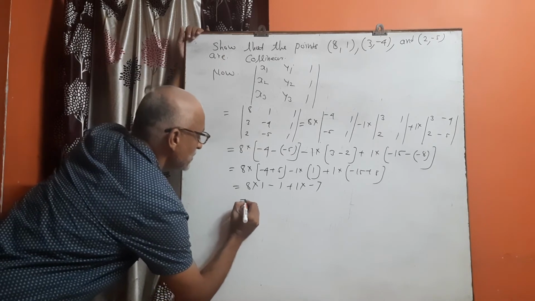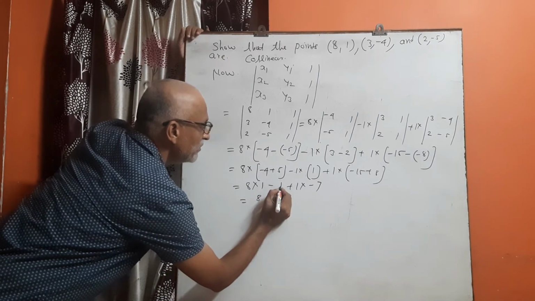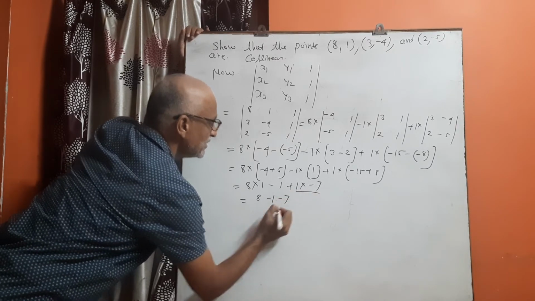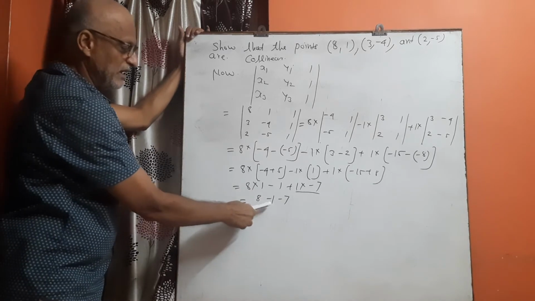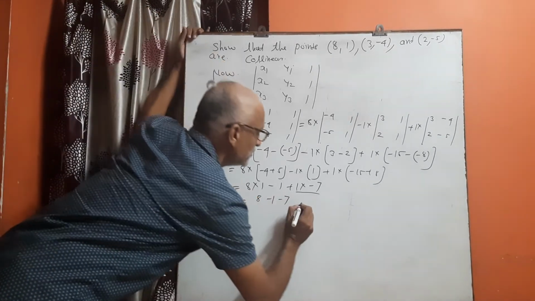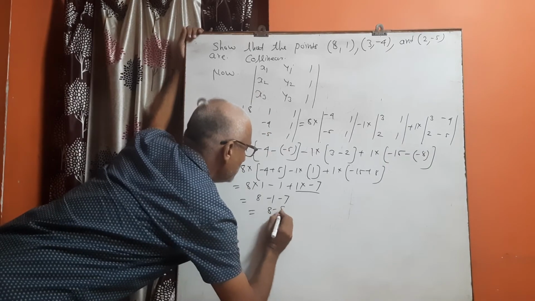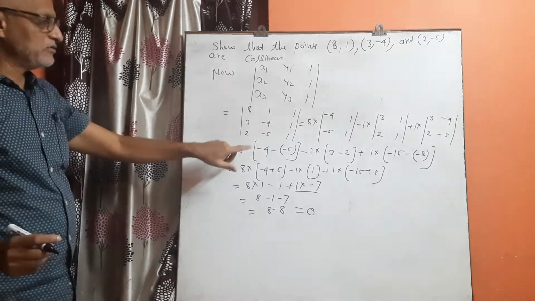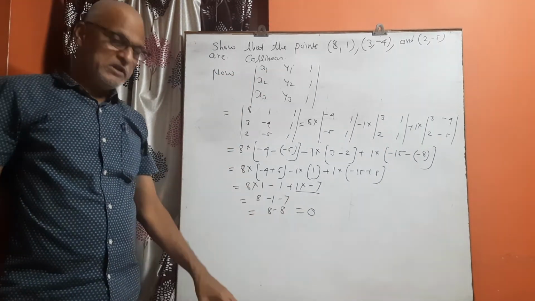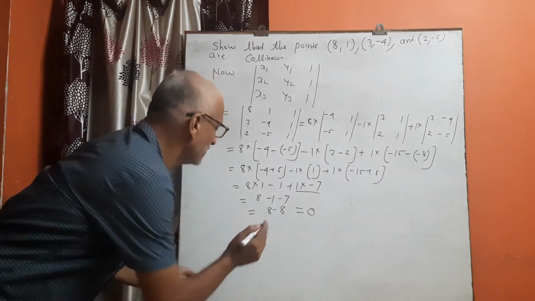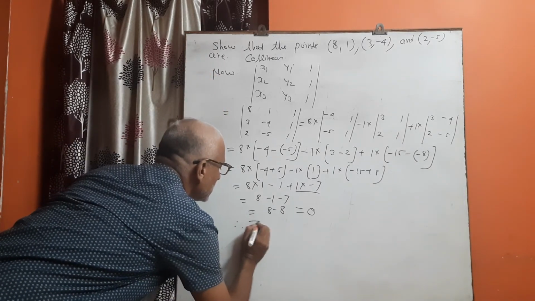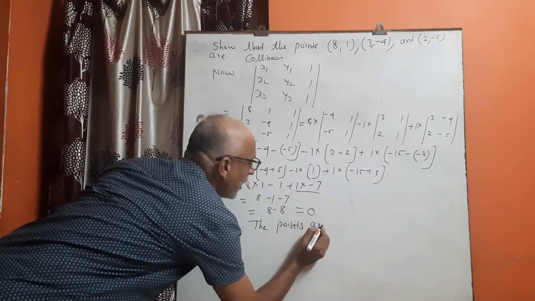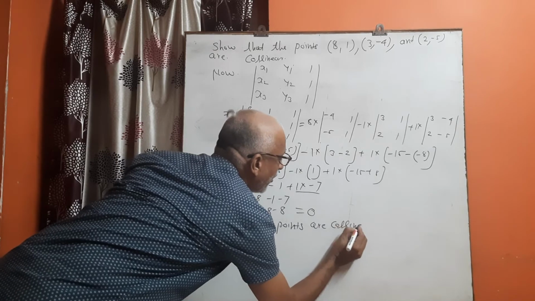So it is equal to 8 into 1 is 8, minus 1, plus 1 into -7, that is -7. So we get 8 minus 1 minus 7, which is equal to 8 minus 8, that is equal to 0. Since the value of this determinant is equal to 0, therefore the points are collinear.